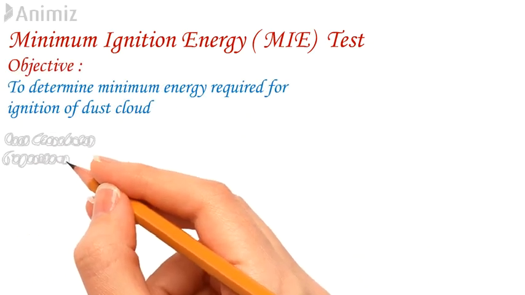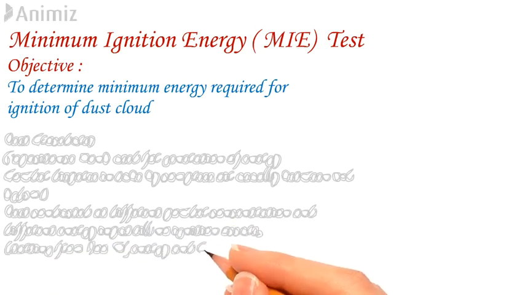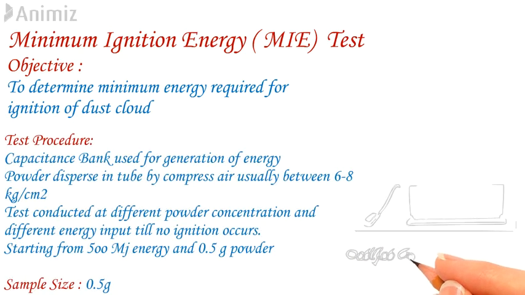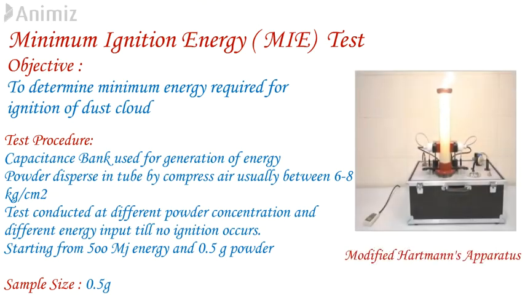Test procedure. MIE is measured using equipment known as the modified Hartmann tube apparatus. The apparatus consists of a dispersion base with compressed air provision of 6 to 8 bar, an acrylic vertical tube of approximately 1 liter volume, brass electrodes, and a capacitance bank for generation of spark discharge of known energy between the brass electrodes. Initially, 500 millijoule energy is applied across the brass electrodes and 0.5 gram of dust is dispersed through the acrylic tube. If an ignition is observed, the energy is reduced further. The dust concentration is also varied along with spark energy until no further ignition occurs.